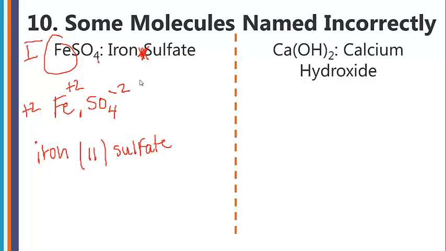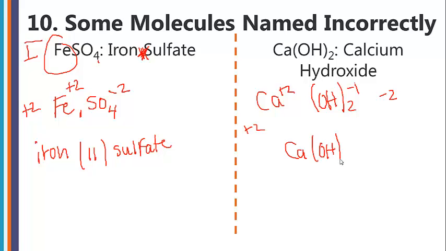Next up, we have CaOH2, calcium hydroxide. So we already know that calcium is Ca +2. Hydroxide is the polyatomic ion OH -1. So I need 2 of them. So I get -2 and +2. So my formula CaOH2 is correct, calcium hydroxide. This is, by the way, because I have a metal and a polyatomic ion. This is also ionic.